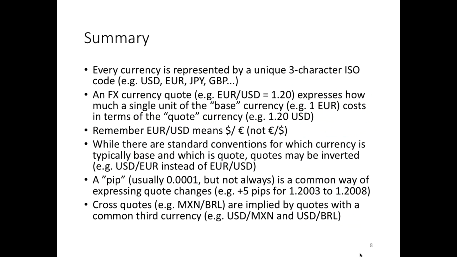A pip, usually 0.0001 or the 4th decimal place, but not always, is a common way of expressing the quote changes. So we'd see 1.2003 to 1.2008. That change would be expressed as plus 5 pips. And cross quotes, for example, if we were interested in Mexican peso versus Brazilian real, all are implied by the quotes with a common 3rd currency. So we could look at how each is quoted relative to the dollar.